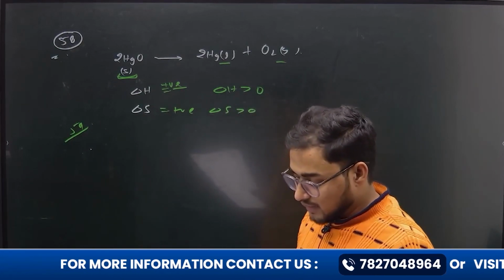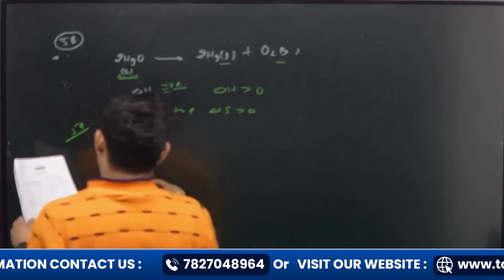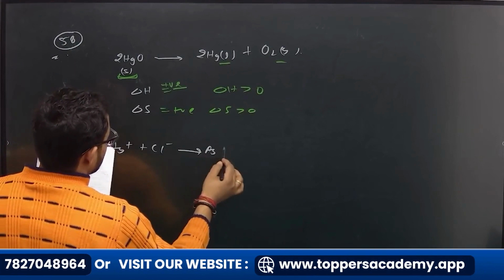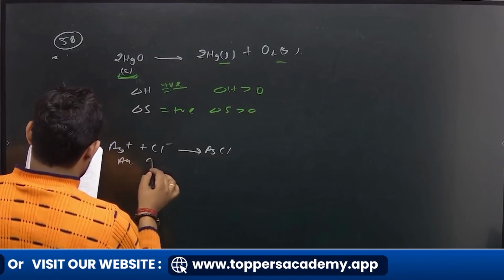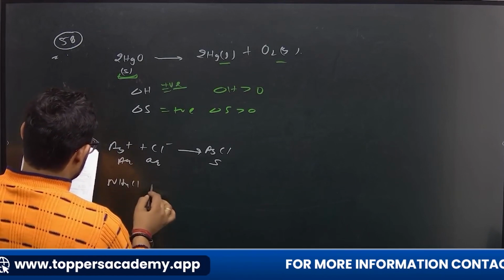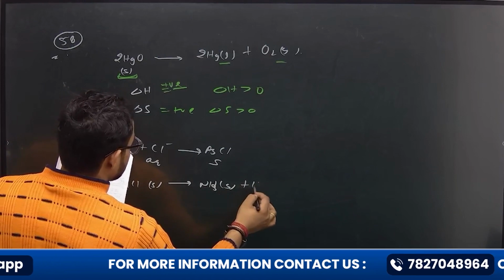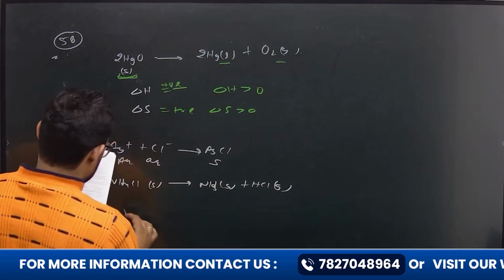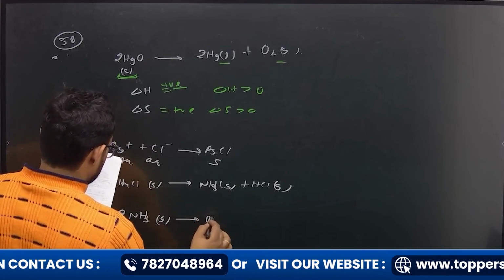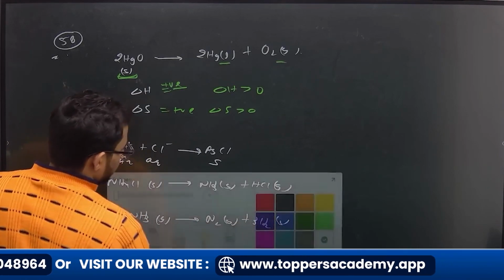Predict which of the following reactions has a positive entropy change. Ag+ plus Cl- gives AgCl, aqueous to solid. NH4Cl solid gives NH3 gas plus HCl gas. 2NH3 gas gives N2 gas plus 3H2 gas.